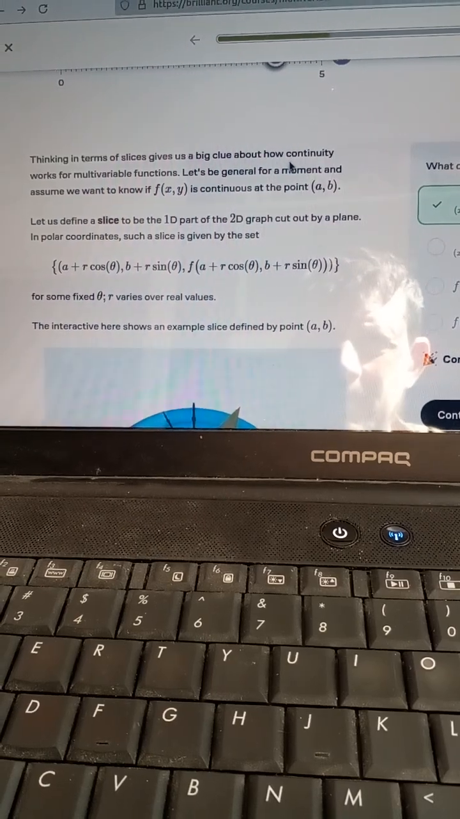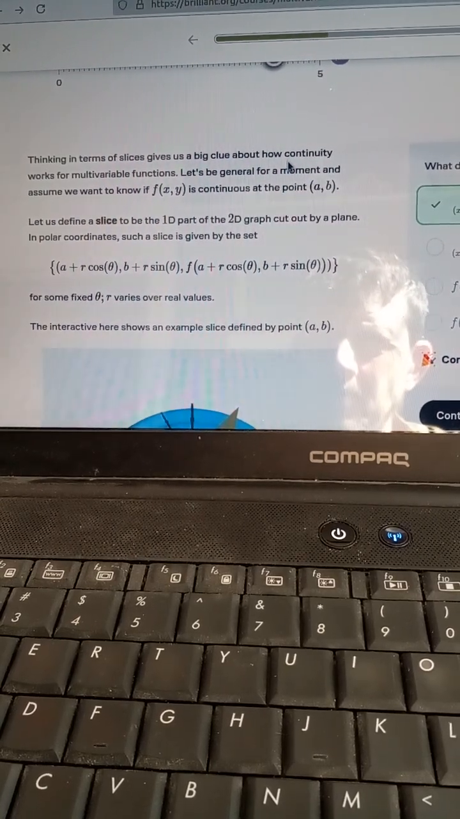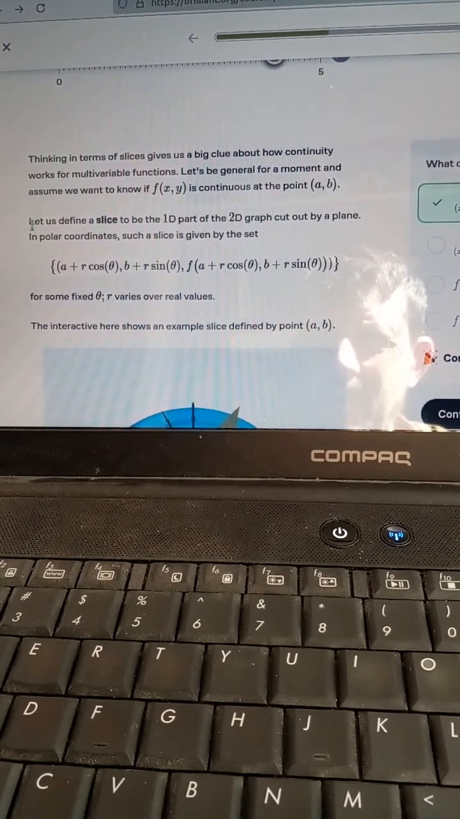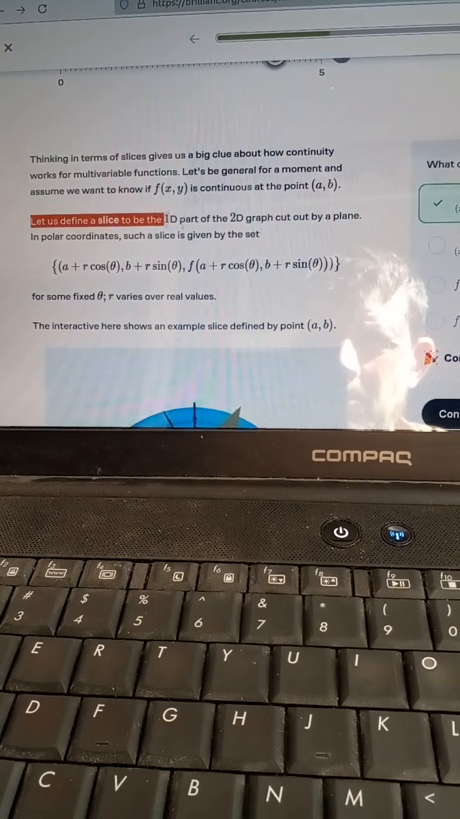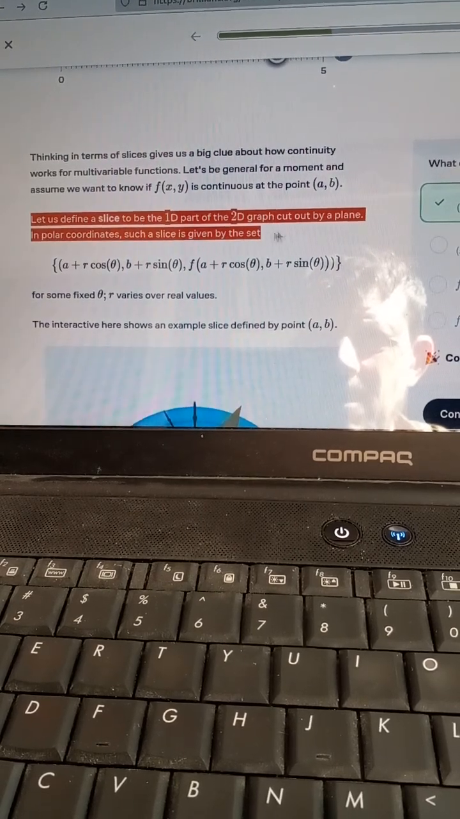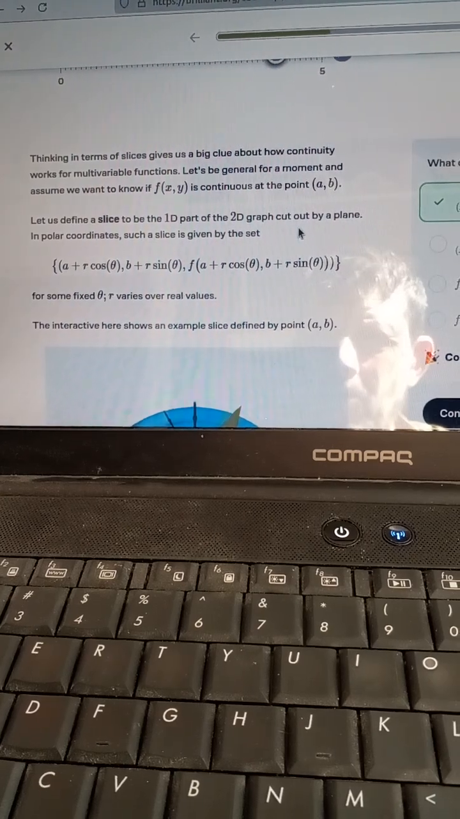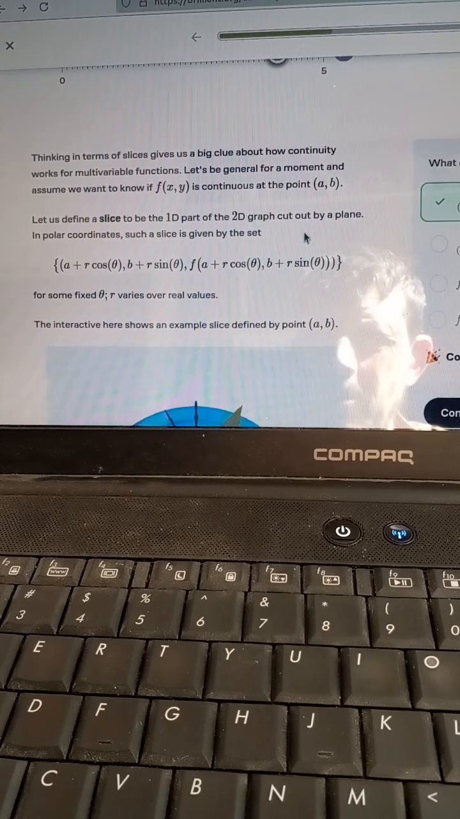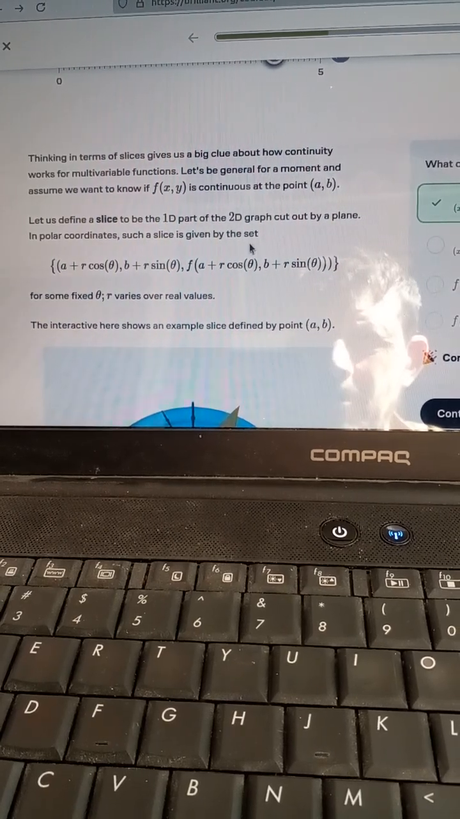Slices. I just can't make any sense of this part. The one-dimensional part of a two-dimensional graph cut out by a plane in polar coordinates.